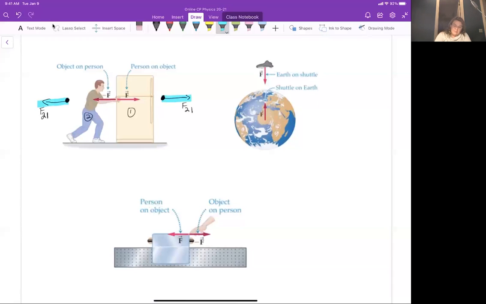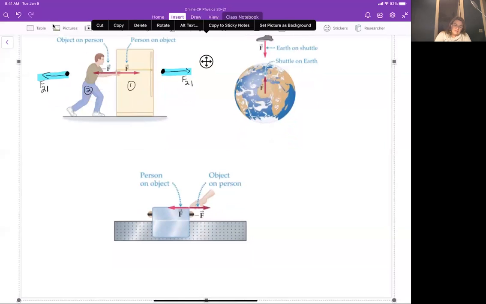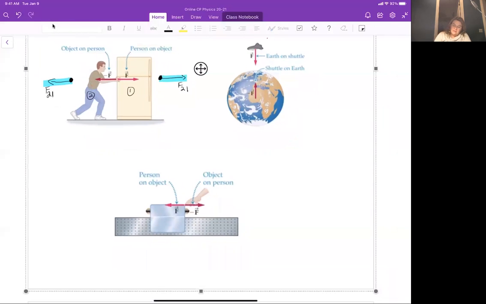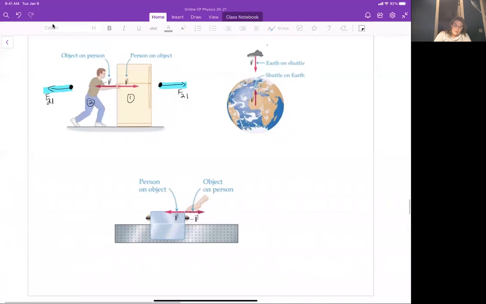Here's another example. This is the Earth. The Earth has a force of gravity that acts on the space shuttle. And whether you believe it or not, guess what? There is a force that the space shuttle puts on the Earth. They are equal in magnitude, opposite in direction.